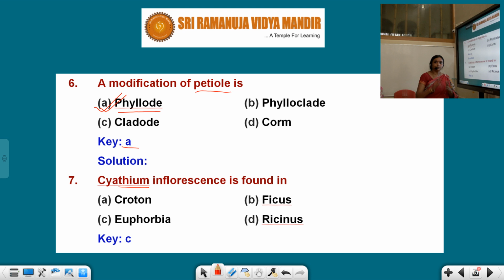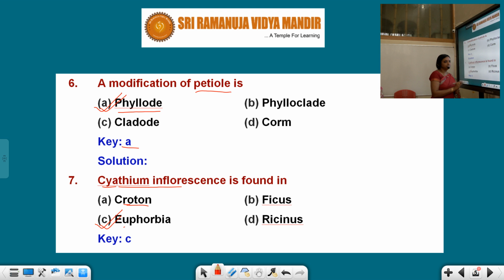So the answer is Cyathium inflorescence in Euphorbia. Of course, Cyathium type of inflorescence is the characteristic feature of the Euphorbiaceae family. And croton also belongs to Euphorbiaceae, but here the inflorescence is not Cyathium type. So the answer is C.